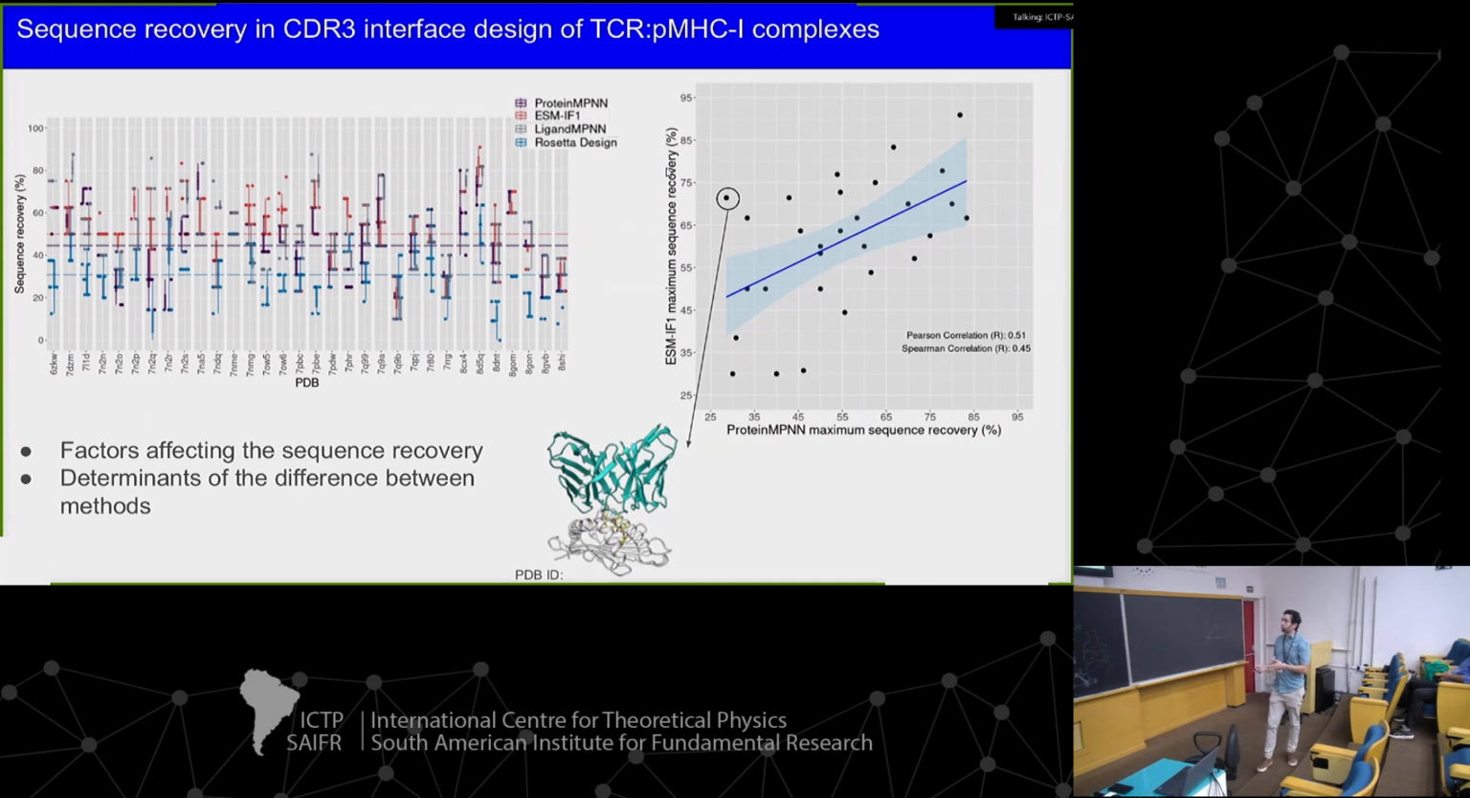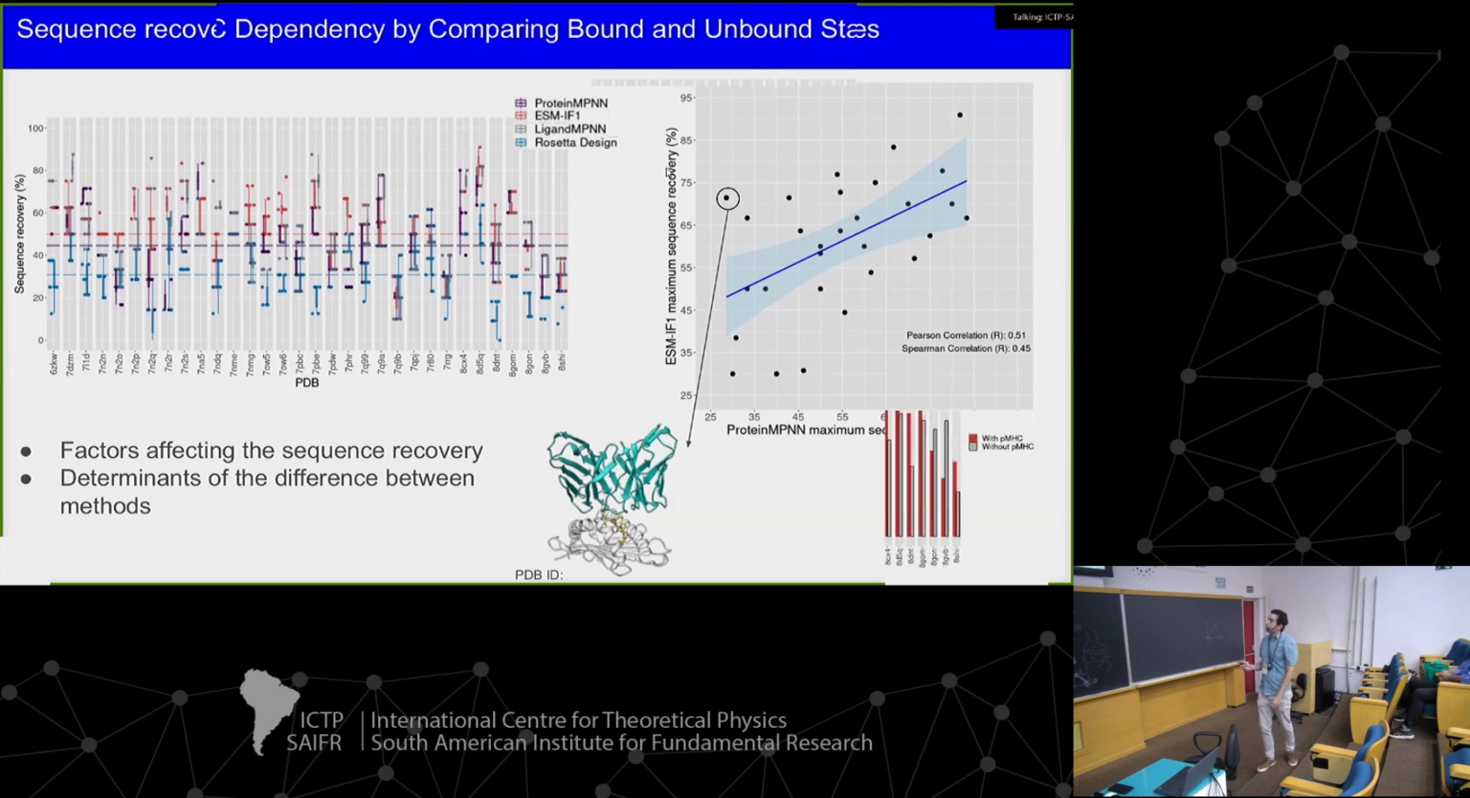I will not explore it here, but we performed a lot of experiments trying to understand what are the factors that affect the sequence recovery, and why some methods, for instance in this test case, have a high sequence recovery for ESM but a very low sequence recovery for ProteinMPNN. Why does this happen? We tried to assess this.